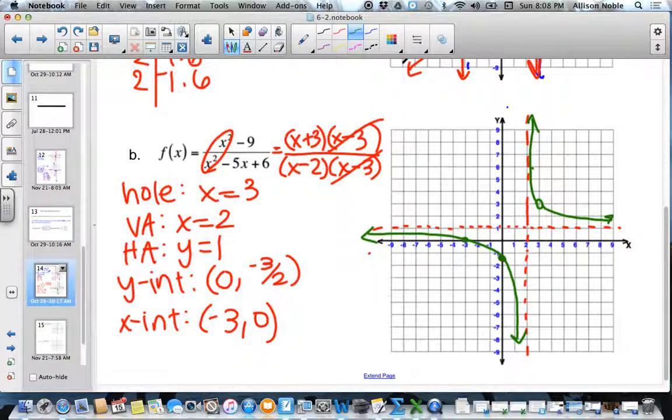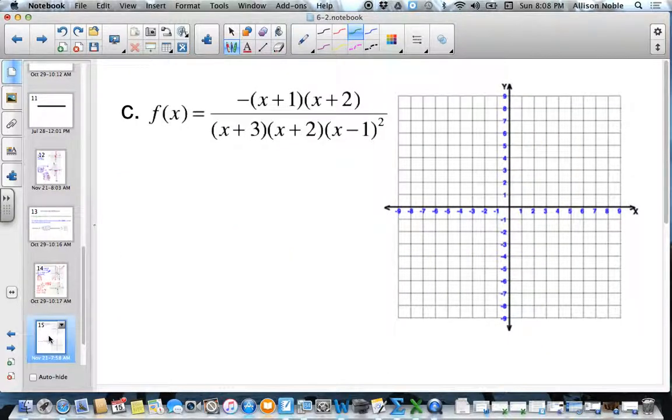Okay, and then these last couple are a little bit different. Well, more of the same, but a little bit different. So in this one, it's already in factored form, and we can see that we automatically can cancel out the 2's, meaning we have a hole at x equals negative 2.